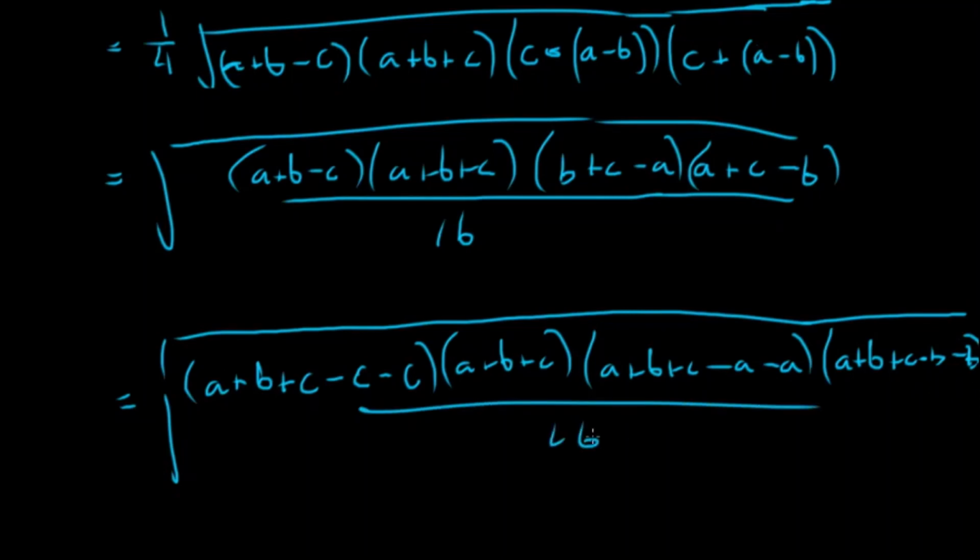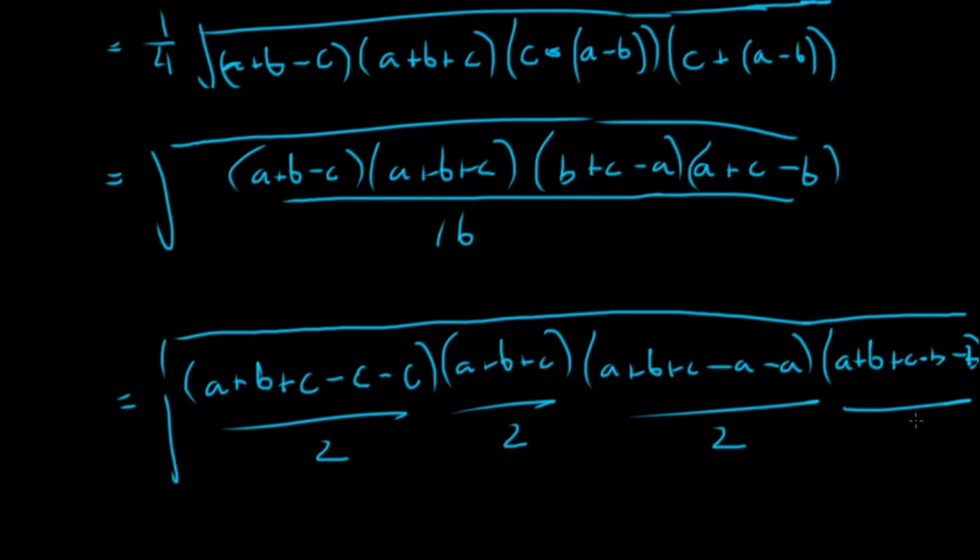But here's the trick. I can take this 16 and write it as 2 times 2 times 2 times 2. 2 to the 4th is 16. And then I can be even more clever. Just space them out a little bit. I can just write this as 4 different fractions, divided by 2, divided by 2, divided by 2, divided by 2.